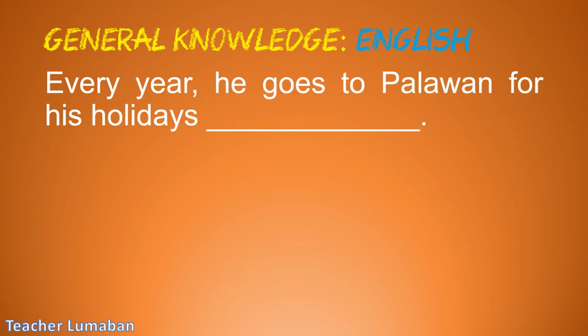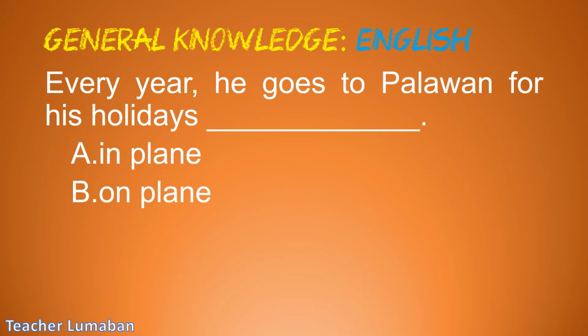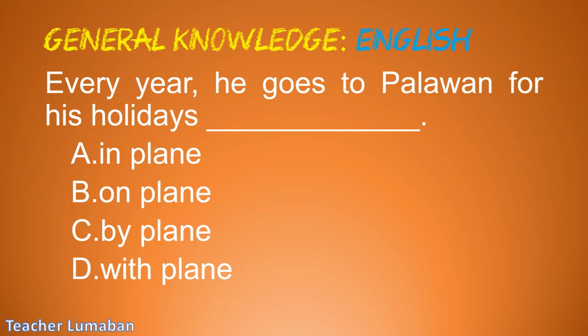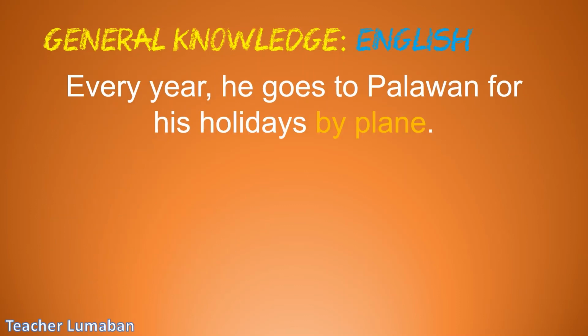Every year, he goes to Palawan for his holidays blank. Letter A, in plane. Letter B, on plane. Letter C, by plane. Letter D, with plane. Choose the suitable answer to the following choices in 5 seconds. 5, 4, 3, 2, 1. The correct answer is letter C, by plane. Every year, he goes to Palawan for his holidays by plane.